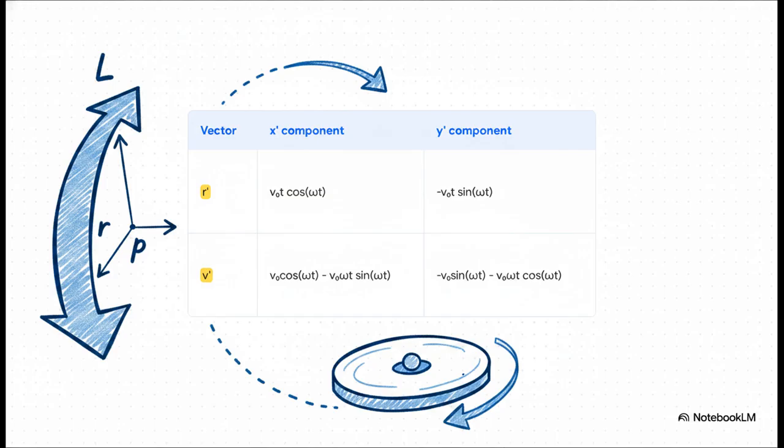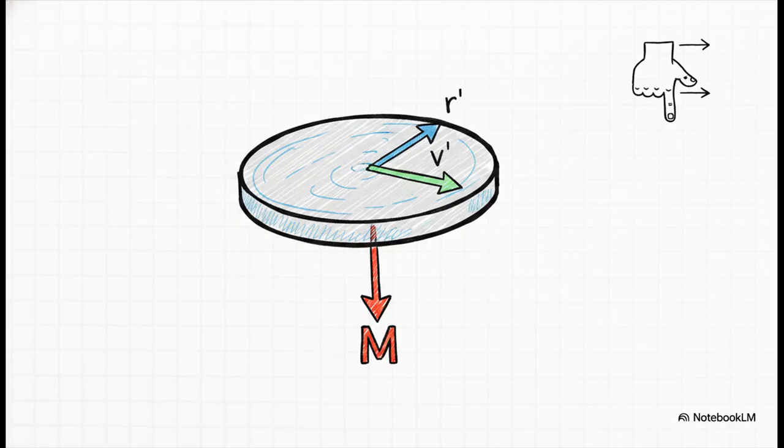To keep things from getting messy, here are the components of our position and velocity vectors all laid out. Just take a look at what we're working with here before we plug them in. So now we just plug everything into the cross-product formula. Since our vectors are just in the xy plane, the formula simplifies to this: x prime times vy prime minus y prime times vx prime. And notice, the result is going to be pointing in the k prime direction. That's straight up or down, perpendicular to the disk.